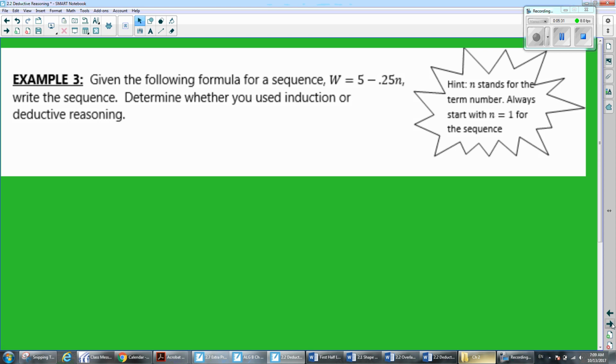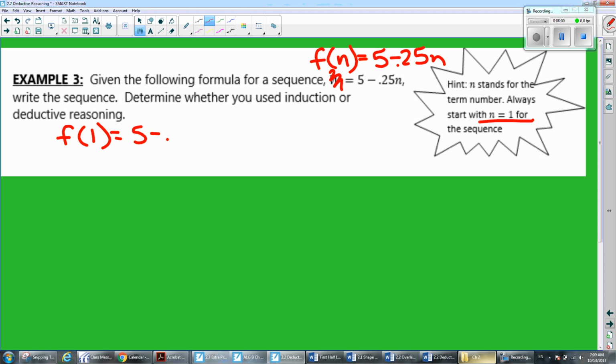Alright, so we were given the following formula for a sequence. Let's actually, instead of w, let's change this to f of n, use that function notation we've been seeing. Let's write the sequence, determine whether you used induction or deductive reasoning. So n, if we look at this hint, stands for the term number. Always start with n equals 1 for the sequence. So if I'm looking for f of 1, I'd plug in 1 for n. So my f of 1 here would equal 4.75.